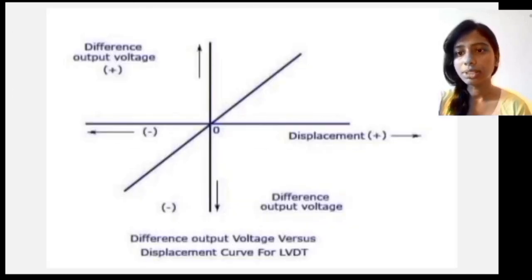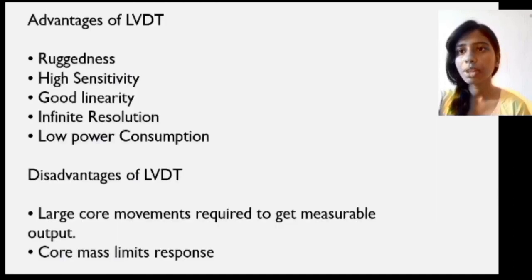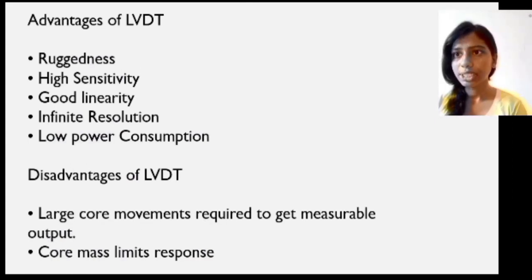So this is the graph of the differential output voltage versus displacement curve of an LVDT. The advantages of an LVDT are ruggedness, high sensitivity, good linearity, infinite resolution and low power consumption. The disadvantages are that large core movements are required to get a measurable output, and the core mass limits the response.